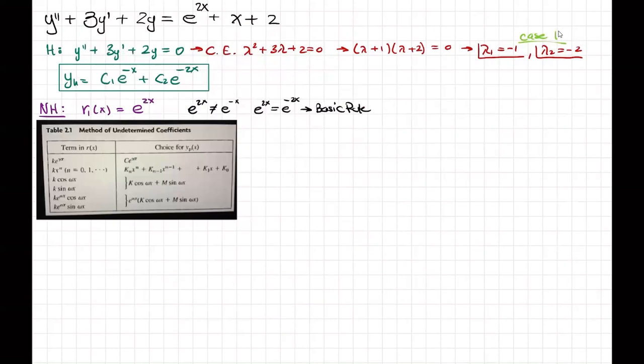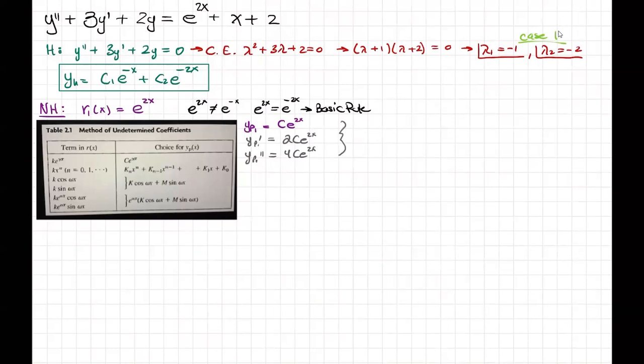So therefore, we have here yp1 will equal ce to the 2x, and there's no need for the modification. So we'll find yp1 prime, which will be 2ce to the 2x, and yp1 double prime, which we're going to get 4ce to the 2x.